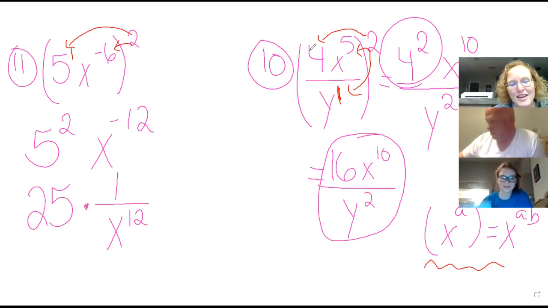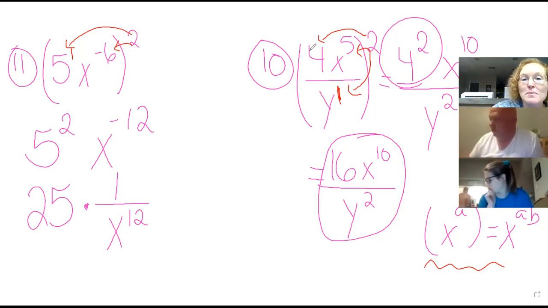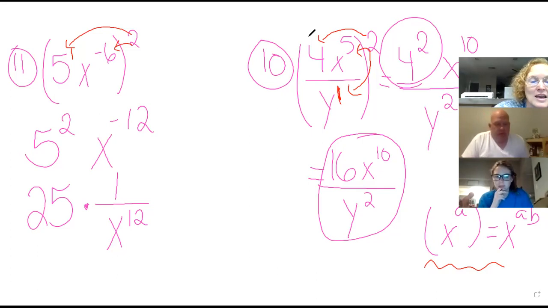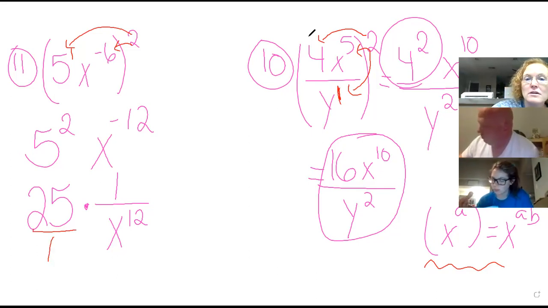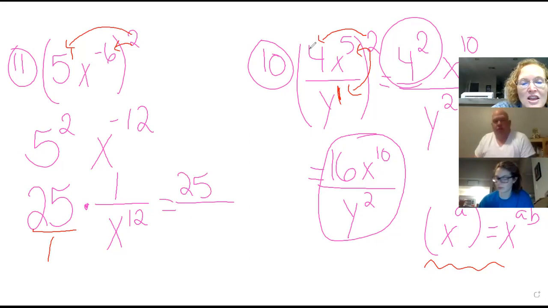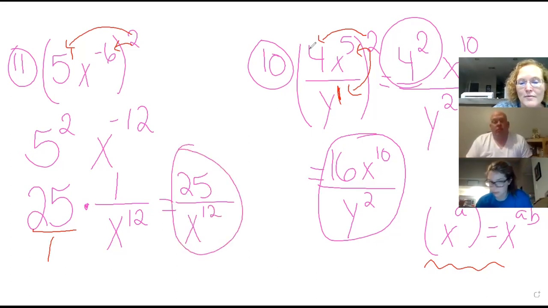So you have two different things. You have 25 times 1 over x to the 12. And so remember, you actually do have to multiply those two things and get one thing. So just as a reminder, 25 is 25 over 1. And then when you multiply, there's no need for common denominators or anything like that. So 25 times 1 is 25. And then in the bottom, I get x to the 12th.